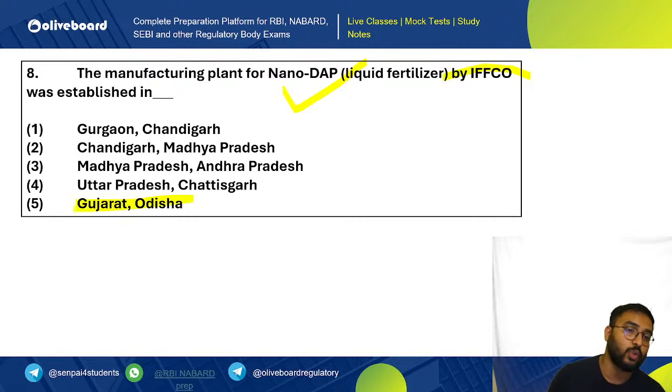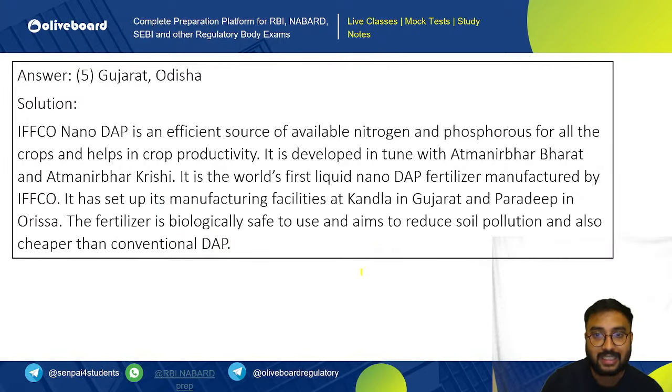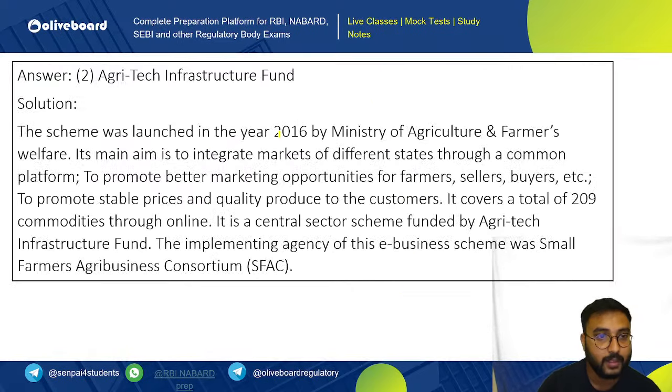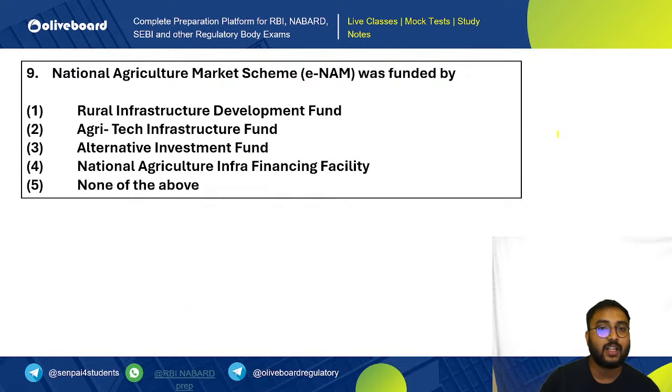It was established in Gujarat and Odisha in the regions Kandla in Gujarat and Paradeep in Odisha. National Agricultural Market Scheme was funded by which of the following funds? Rural Infrastructure Development Fund, Agri-Tech Infrastructure Fund, Alternative Investment Fund, National Agricultural Infra Financing Facility. The answer here is Agri-Tech Infrastructure Fund. The scheme was launched in the year 2016 by Ministry of Agriculture and Farmer Welfare. Okay.